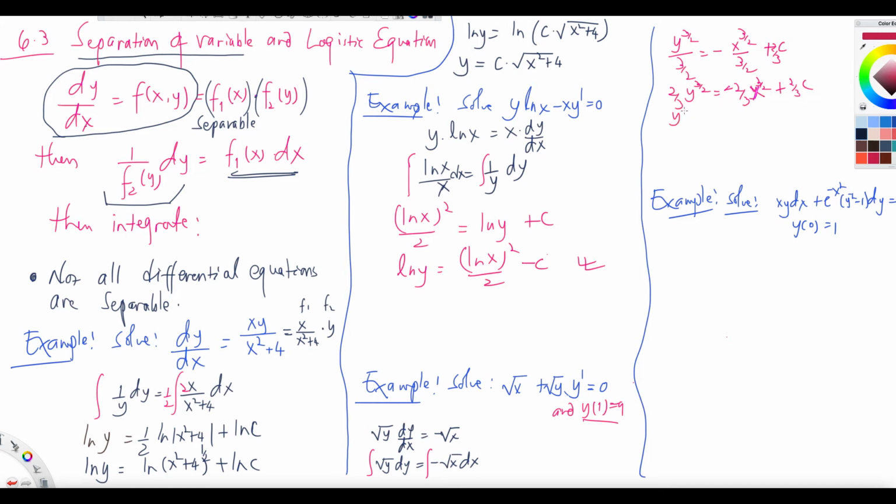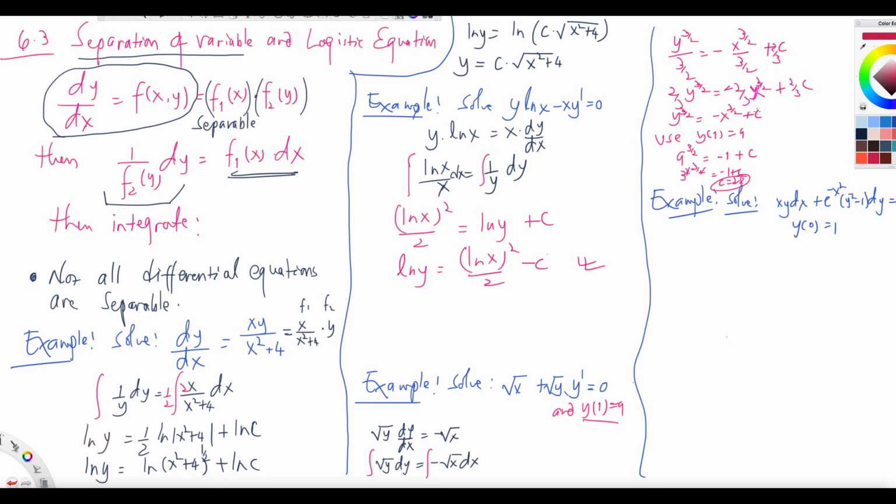So what do you get? y to the 3/2 equals negative x to the 3/2 plus c. You can write it that way. Now what is the c value though? So you use y(1) equals 9. When x is 1, y is 9. So you get 9 to the 3/2 equals negative 1 plus c. What is 9 to the 3/2? 9 is 3 squared, so 3 squared to the 3/2, the 2 and 2 cancel out, giving 3 to the 3, which is 27. So 27 equals minus 1 plus c, and c is 28.